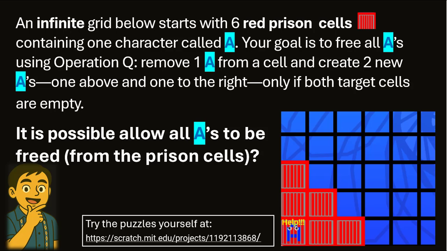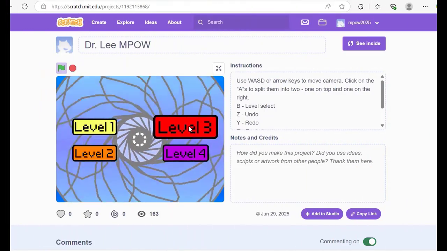Here's how it works. You remove one A from a cell and create 2 new A's, one directly above and one directly to the right, but only if both of those target cells are empty. The big question is, is it possible to free all A's from the red prison cells? Try it yourself at the link in the description. Let's try it.